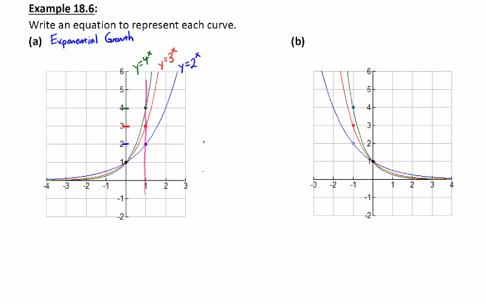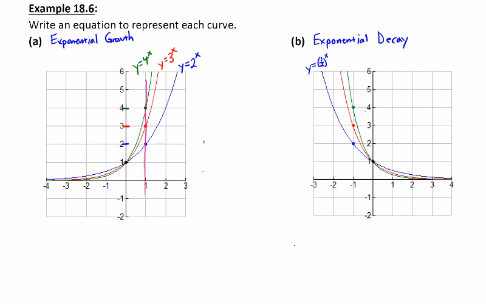On part B, we're going to be looking at nothing but decay models. These are all exponential decay. And for exponential decay, we're going to be looking at the x value -1. So with -1, we have a y value of 2 for the blue line. That indicates that our equation is y equals 1/2 raised to the x.